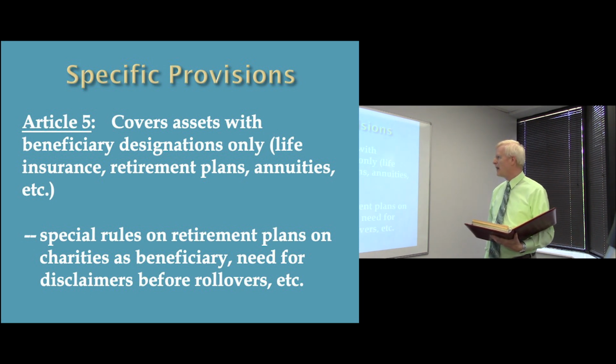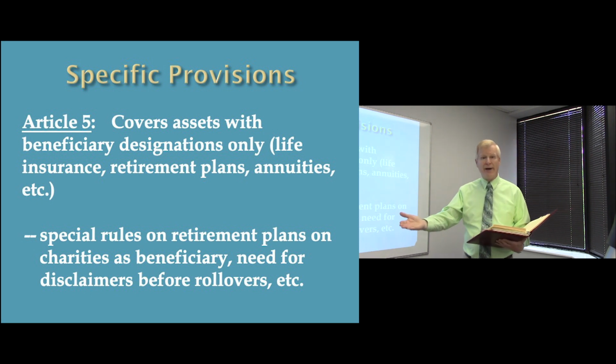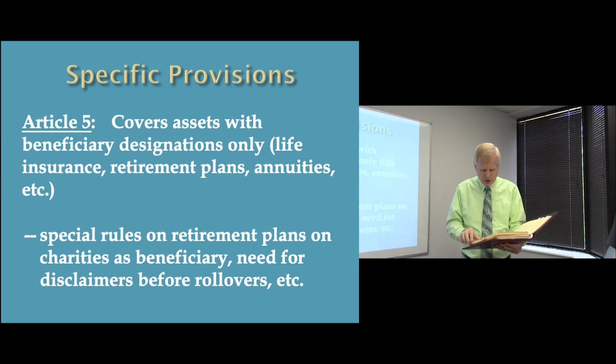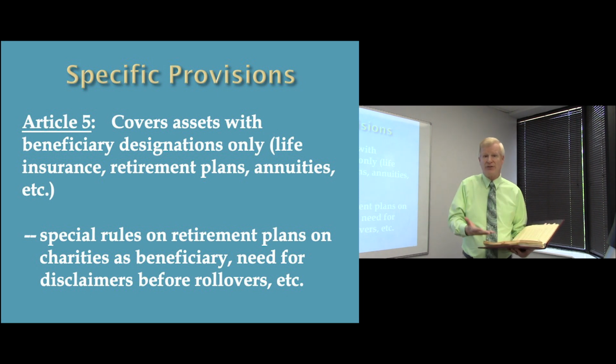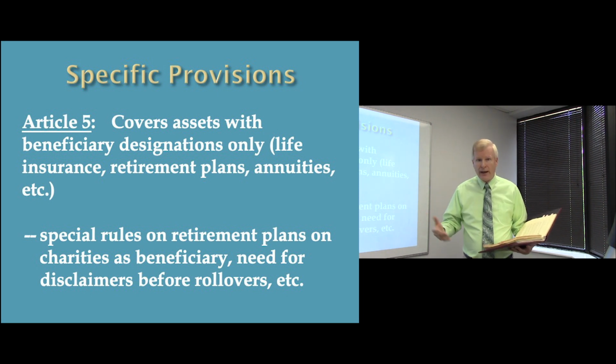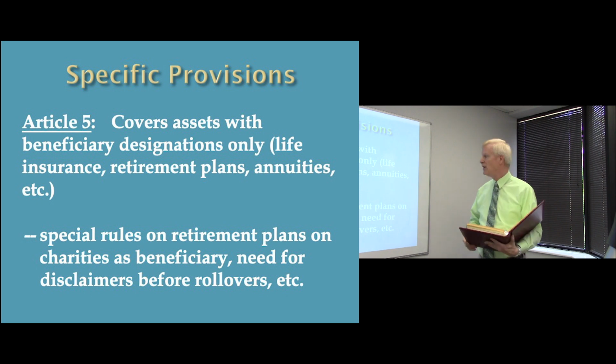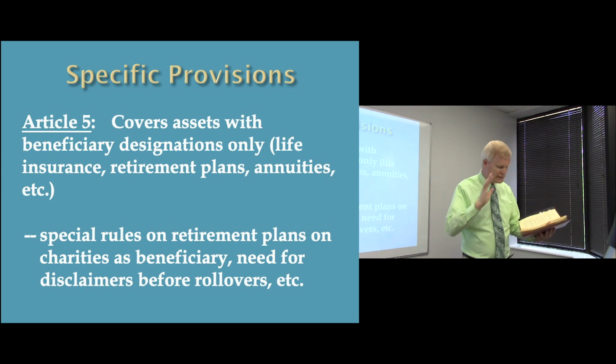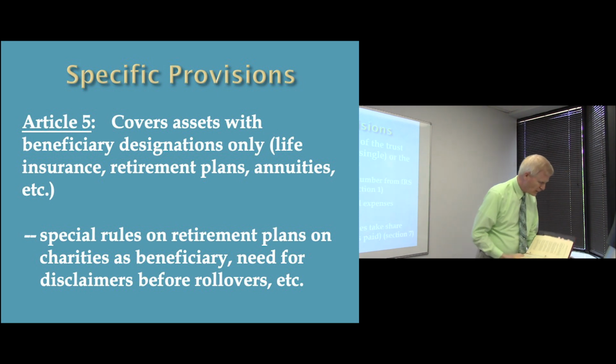Article 5. This covers assets with beneficiary designations, like IRAs. There are certain rules that apply. We need those things in our trust to make sure trustees don't act in a way that causes our tax-deferred status to get blown up, and we have to pay a lot of taxes. So we've got to follow some rules on that. And those special rules of retirement plans, Article 5.